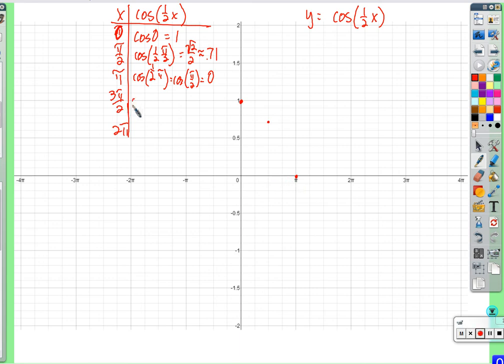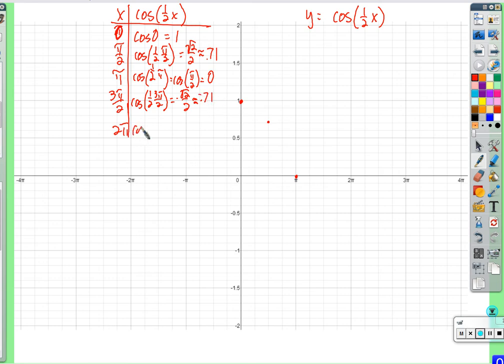3 pi over 2, cosine of 1 half times 3 pi over 2. This will come out to be 3 pi over 4. What's the cosine of 3 pi over 4? Negative root 2 over 2, negative 0.71.